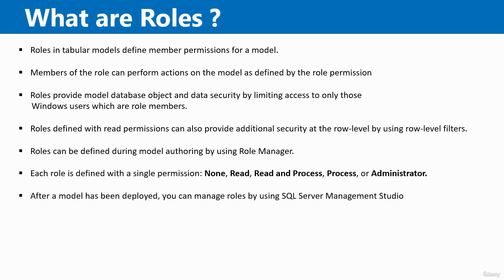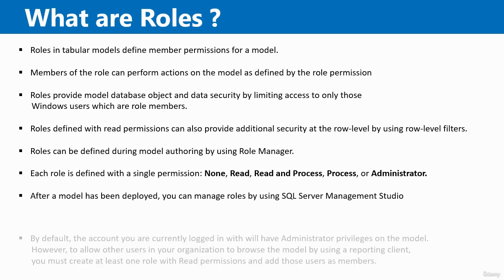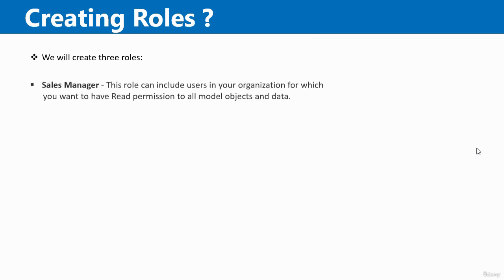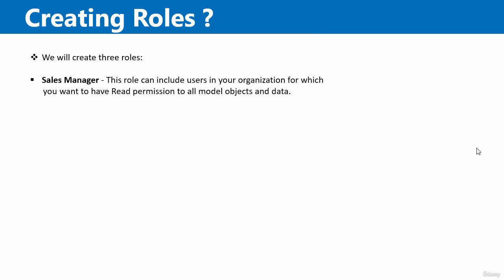However, for other users in your organization, in order for them to browse by using a reporting client, you must create at least one role that has read permissions and then add those users as members. We are going to be creating 3 roles. The first role is going to be the sales manager role, and this role can include users in your organization for which you want to have read permissions to all the model objects and data.